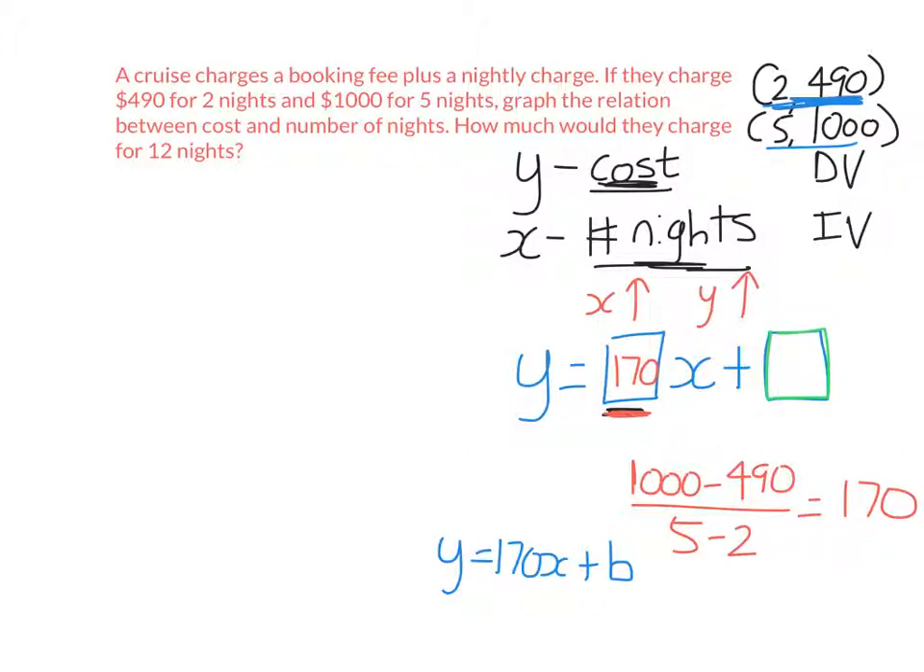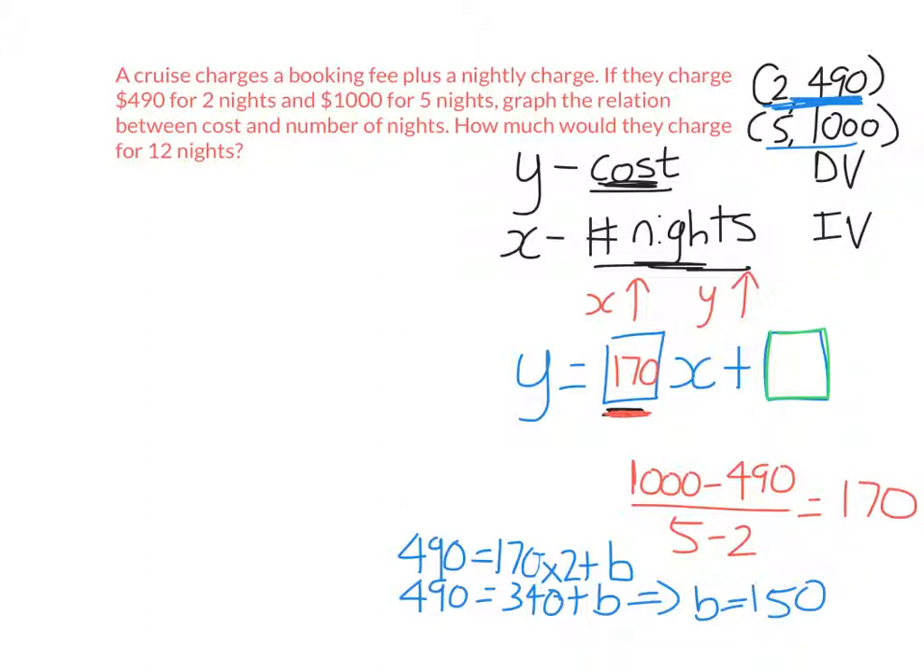So x changes to 2. So remember it's 170 times x, which is 2. And y is going to change to 490. So I've got the equation 490 equals 170 times 2 plus b. So 170 times 2 is equal to 340. So obviously I've now got this equation. I can just subtract 340 from both sides and I get b is 150. So that means 150 goes in this box here.